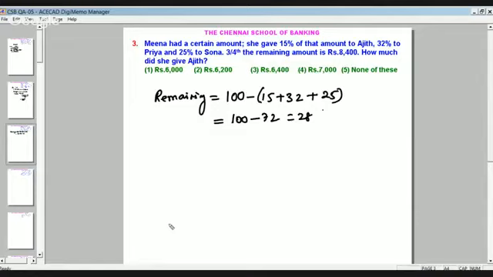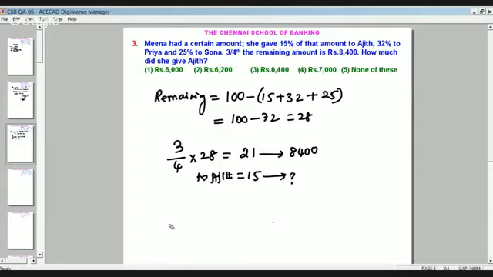Three-fourth of the remaining amount is 8,400. Three-fourth of the remaining amount, percentage 28, so this is 21. The 21 part is 8,400. Given to Ajit, 15%. 8,400 into 15 by 21, solve. What is the answer? 6,000.